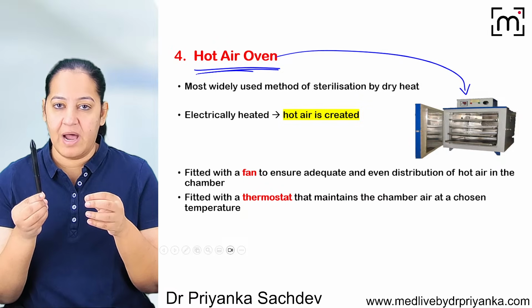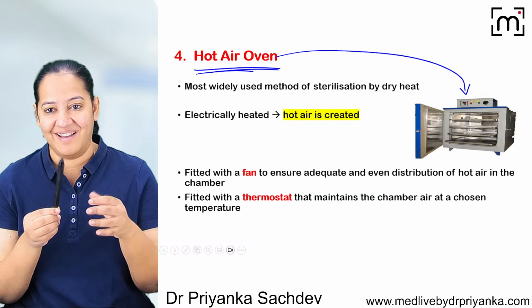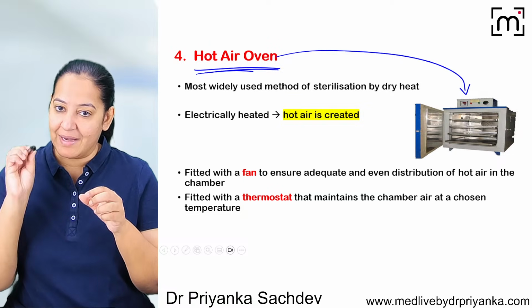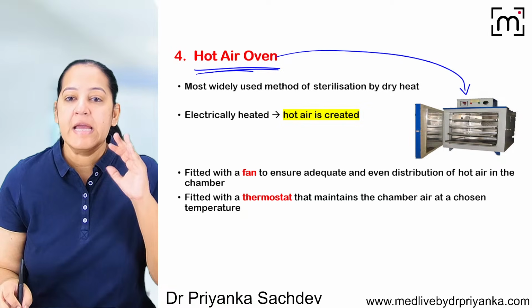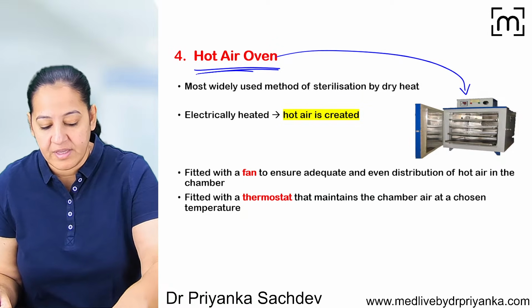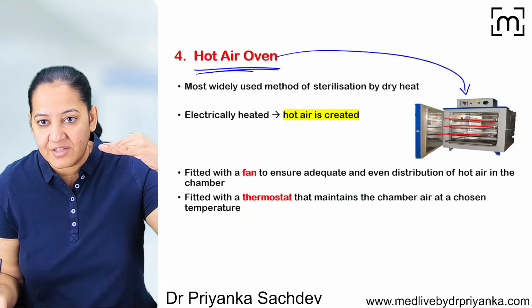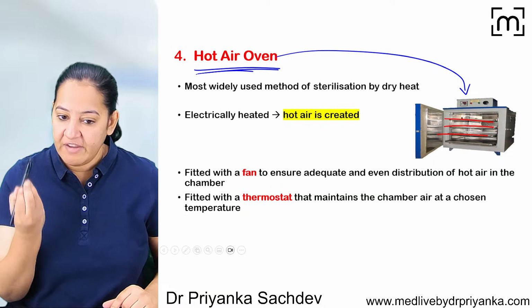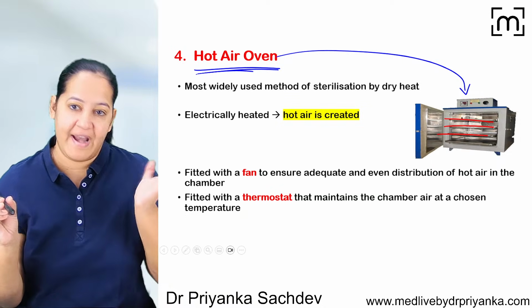Okay, if it is made up of glass and I want to sterilize it, what I will do is take this pen and put it inside this instrument. In the hot air oven, you can see there are various shelves. We will place the article on any of the shelves and close the door.